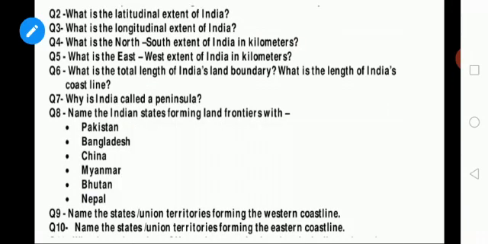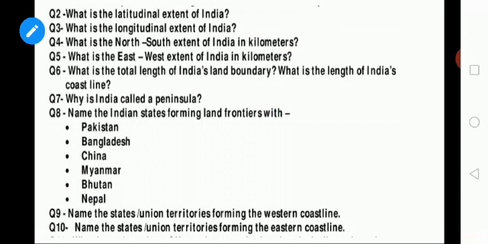So this is the final activity for you. Start from question number 2 to question number 10. This is the homework. Once again I say, the homework, you have to find the answers for that. Read the books once again page by page, and you can easily find the answers. What is the latitudinal extent of India? I told you this. What is the longitudinal extent of India? What is the north-south extent of India in kilometers? What is the east-west extent of India in kilometers? Then what is the total length of India's land boundary? What is the length of India's coastline? Everything I have told you.